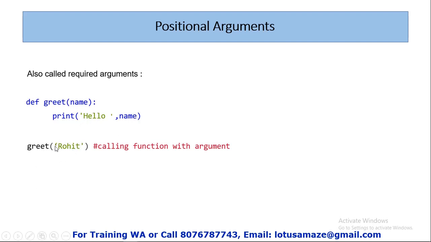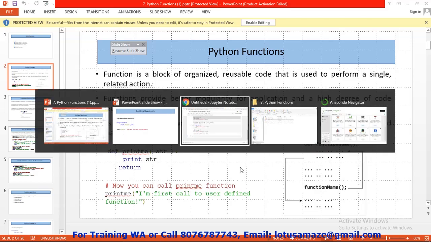Now this is compulsory to pass value here for this one parameter. If we skip this value, it will give an error. For example, if there are two arguments here, we have to pass values in both the arguments. So this is compulsory. These types of arguments are called positional arguments or required arguments, in which it is necessary to pass a value.